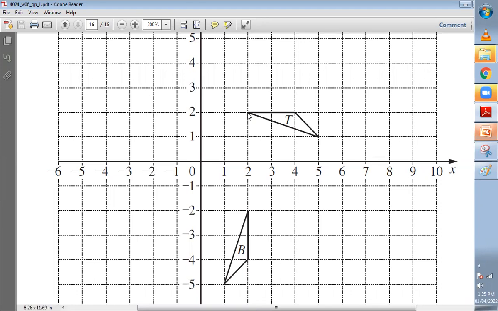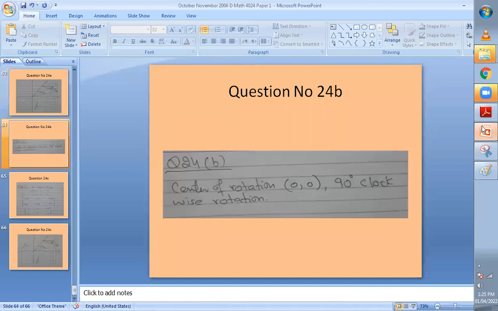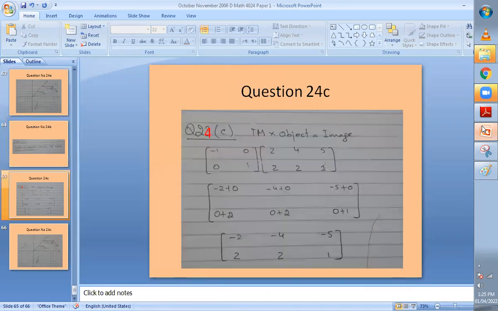And then join this point with the center of rotation. The center of rotation will be 0, 0. I've already done this, that's why I know that. Join this point with this, then check how much this angle is. This angle will be 90 degrees clockwise. So let me show you. So this is the rotation. The center of rotation is 0, 0, and a 90-degree clockwise rotation. Hopefully you can do that.